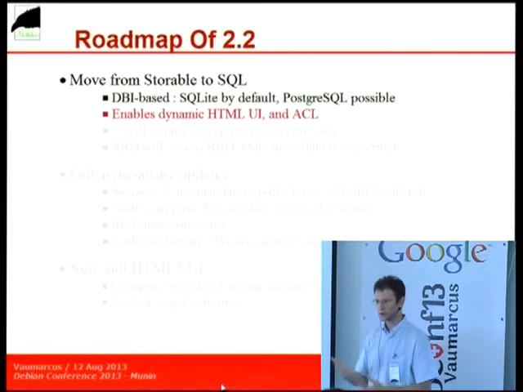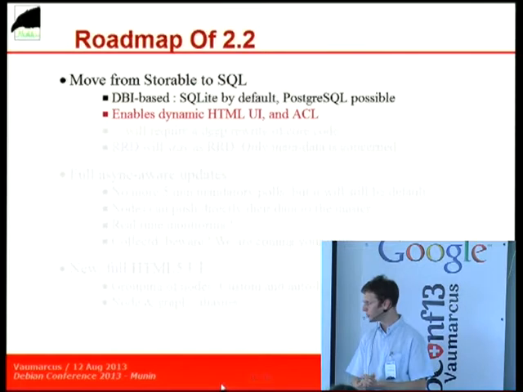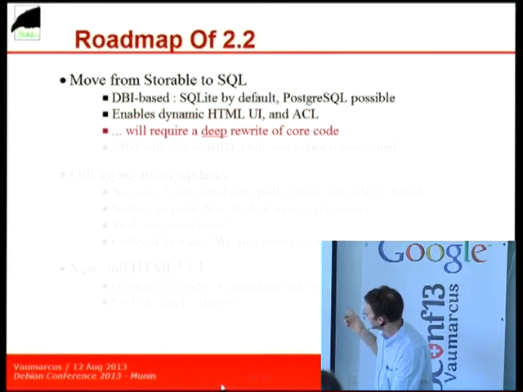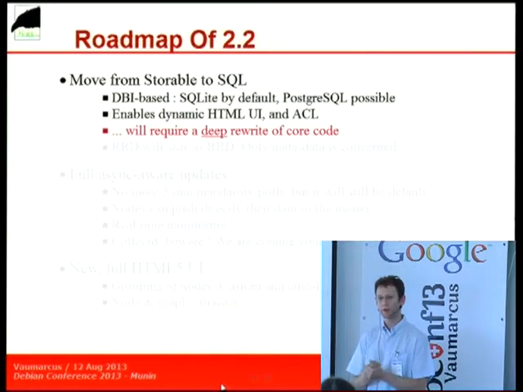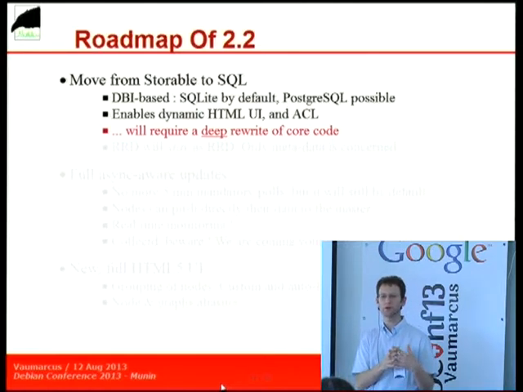It will enable dynamic HTML because, well, we're not in 2001 anymore. But that will require a deep rewrite of the code. As I said before, you have many accessors to the storable inside the core. But since it was a big storable, it was a native Perl data structure, so for whatever reason, much code doesn't use the accessors. They use it in a typical Perl way that makes it very difficult to translate to SQL. So that's the challenge.